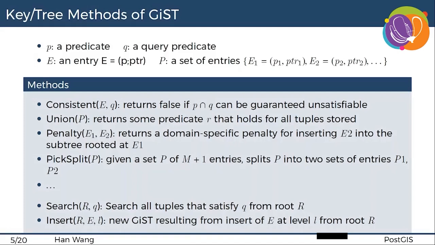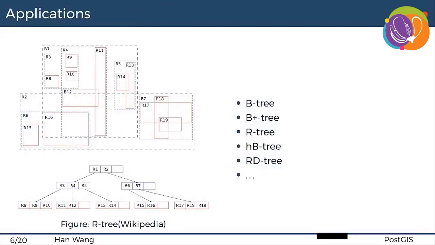And there are two important tree methods, search and insert. Search finds all the tuples that satisfy Q from root R, and insert returns the new GiST resulting from the insert of E at level L from root R. The GiST can be implemented as B-tree, B+tree, R-tree, HB-tree, RD-tree, and so on. So, we can say that with well-defined consistent and penalty functions, we can specify a new structure to index our own data type. That's very important in multi-dimensional geometry cases.